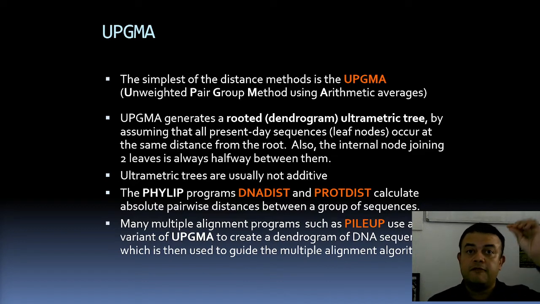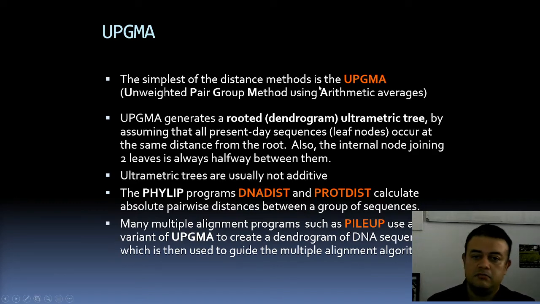That means from the tip to the root, every single branch has the same distance. That is what ultrametric means. Usually ultrametric trees are not that reliable, right? Also, the internal node joining these two halves is always halfway between them in UPGMA. So ultrametric trees are usually not additive. What does that mean? Branch lengths are not proportional to the evolutionary distance between the sequences.